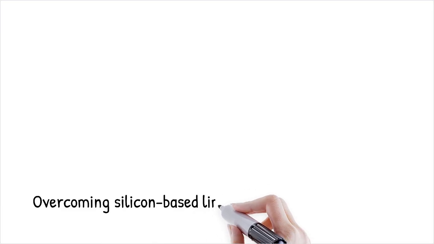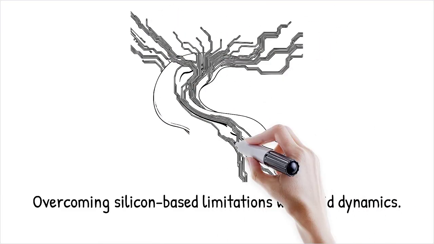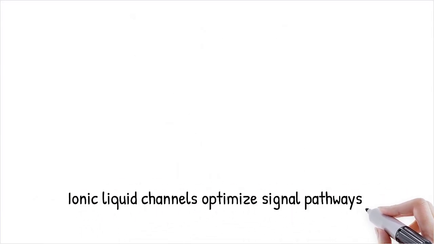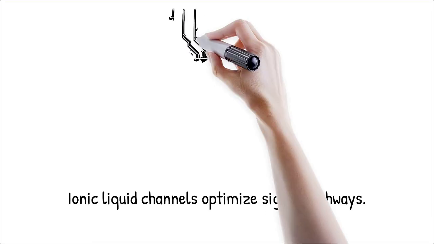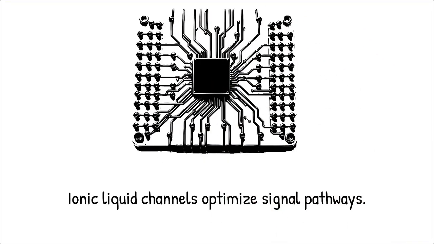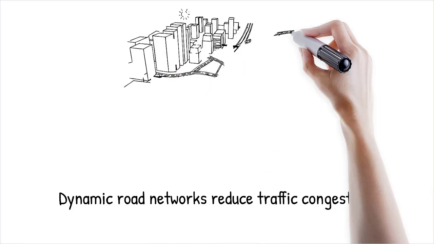By leveraging fluid dynamics, these systems offer a promising path to overcome limitations of conventional silicon-based circuits. In a prototype neuromorphic chip, ionic liquid channels rearrange themselves to optimize signal pathways based on input data, mirroring how brain synapses strengthen or weaken over time. It's like a city's road network that can be rerouted on the fly to reduce traffic congestion.